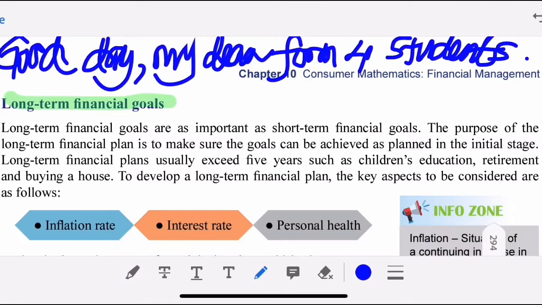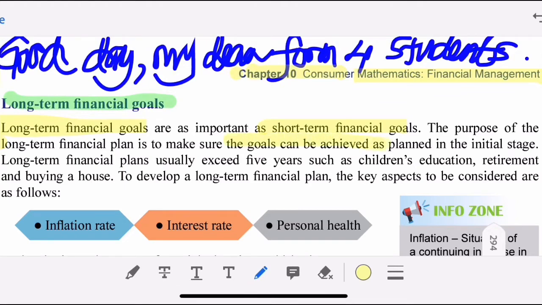Long-term financial plans usually exceed 5 years, such as children's education, retirement, and buying a house. To develop a long-term financial plan, the key aspects to be considered are as follows.